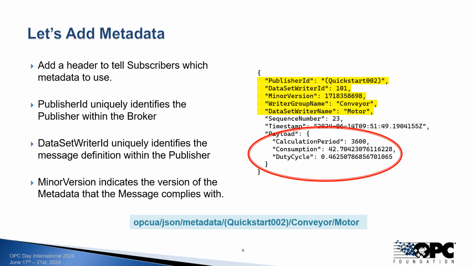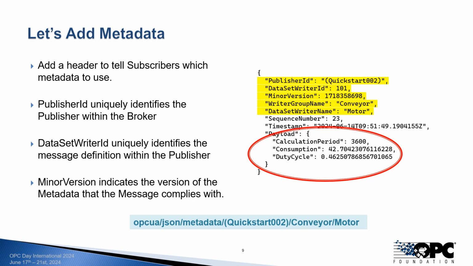And there needs to be a way to link the data messages back to the associated metadata. And this is why we've added an additional header here with additional information that is useful. So specifically the publisher ID, the dataset writer ID, and the metadata version. And the metadata version allows the metadata to change over time and allows the subscriber to know if it just got a data message that's using a metadata version that's different than the one that it currently has cached.